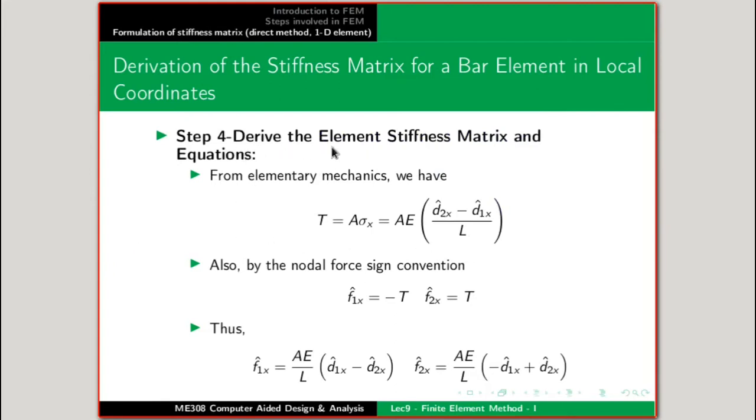Now the next step is to derive the element stiffness matrix for the one dimensional element. I will sketch the one dimensional two noded element once again. So this was our element. We have node 1, node 2, with forces f1x cap, f2x cap and displacements d1x cap, d2x cap.